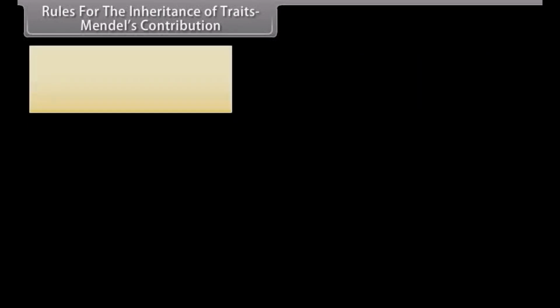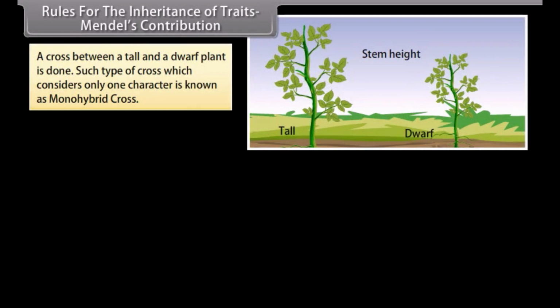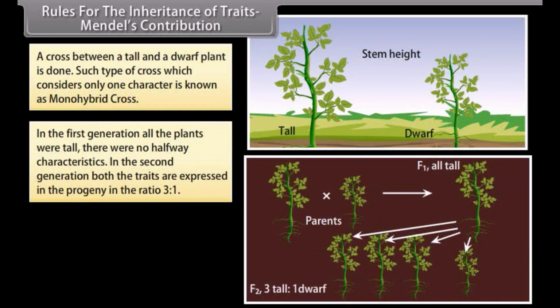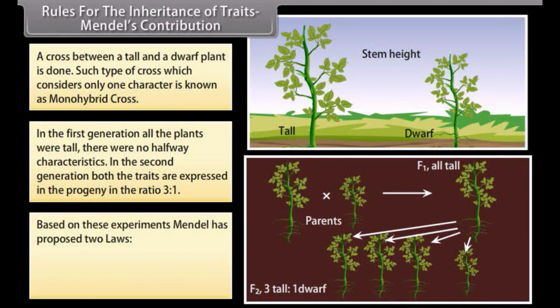A cross between a tall and a dwarf plant is done. Such a type of cross which considers only one character is known as a monohybrid cross. In the first generation, all the plants were tall. There were no halfway characteristics. In the second generation, both the traits are expressed in the progeny in the ratio 3:1. Based on these experiments, Mendel proposed two laws: the law of dominance and the law of segregation.